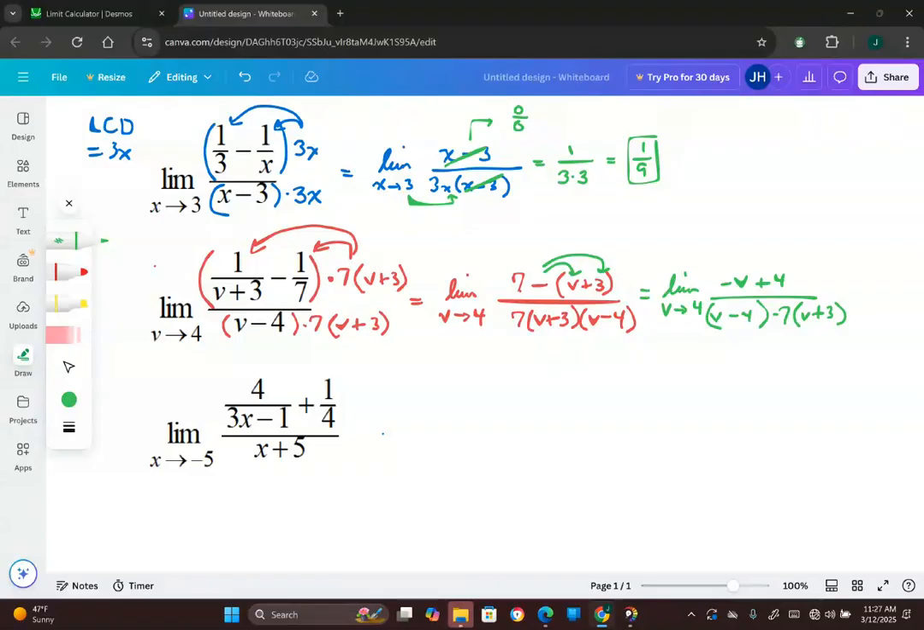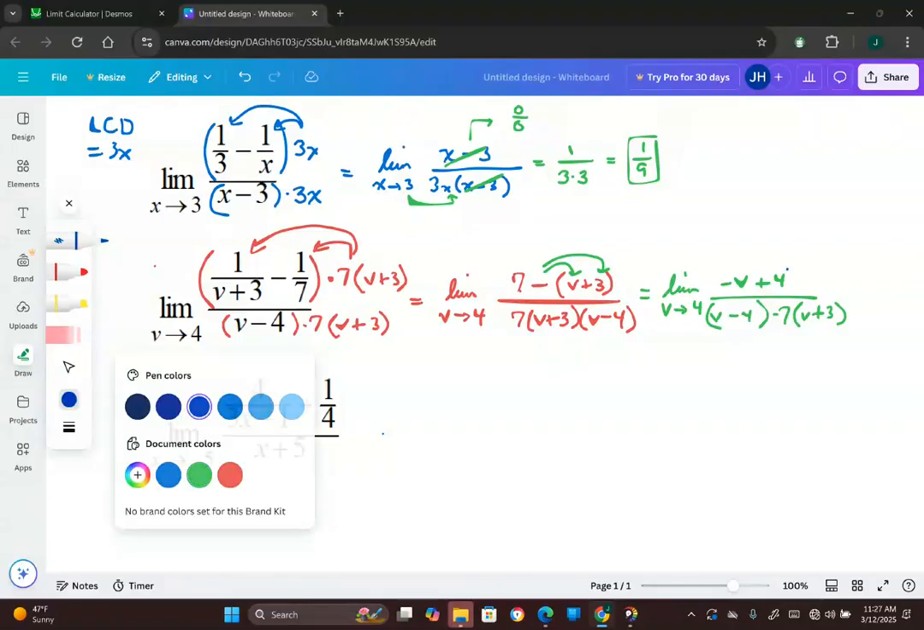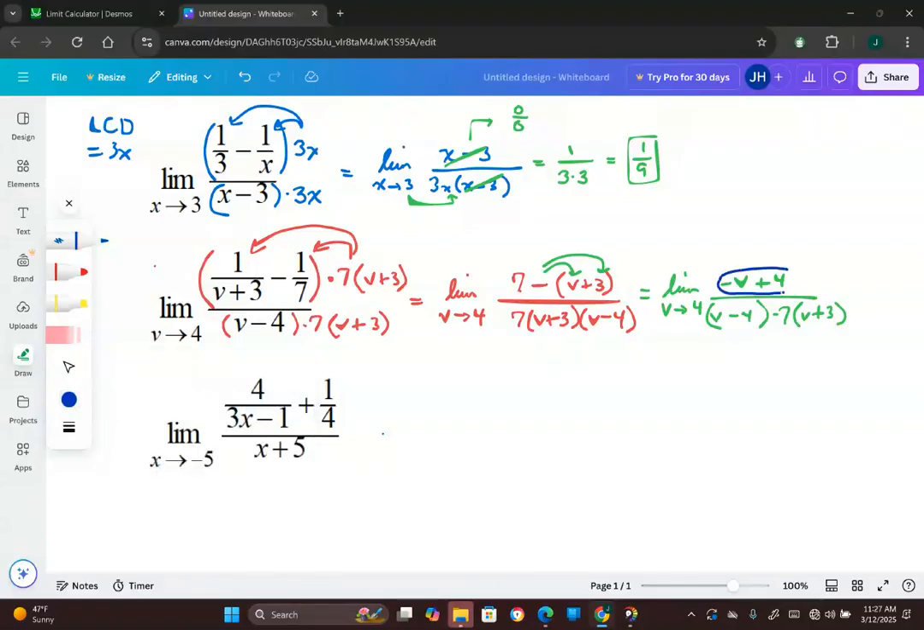Do you see it? I have this factor on the top, and that is the opposite of this factor on the bottom. Notice v and negative v, 4 and negative 4. Those factors are going to cancel, and they're going to give me negative 1. And on the bottom, I still have the 7, and that's multiplication by 7, times v, which is 4, plus 3.